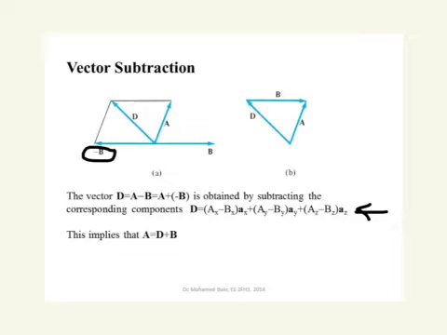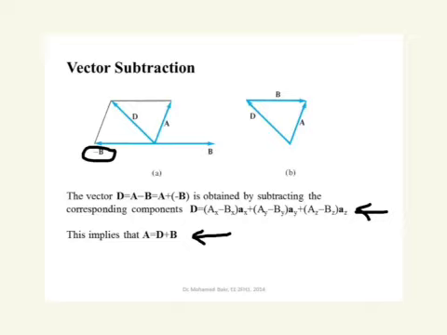So if you say d is equal to a minus b, then the x component of the vector d is equal to ax minus bx, the y component of d is equal to ay minus by, and the z component of d is equal to az minus bz. And of course, if you move b to the other side, this implies that a is equal to d plus b.